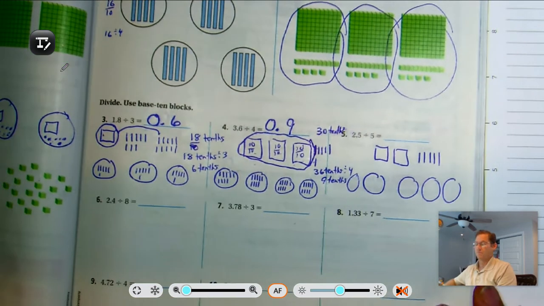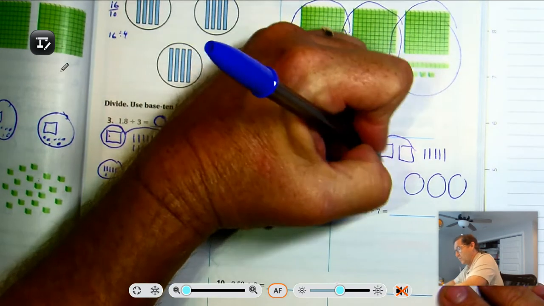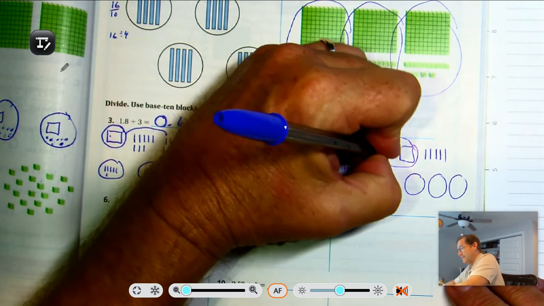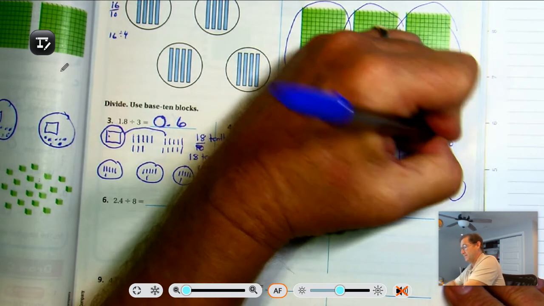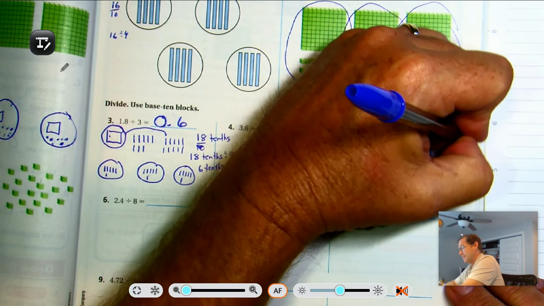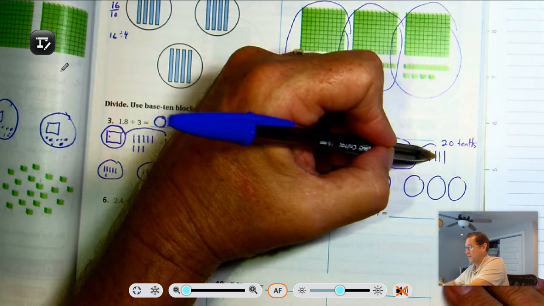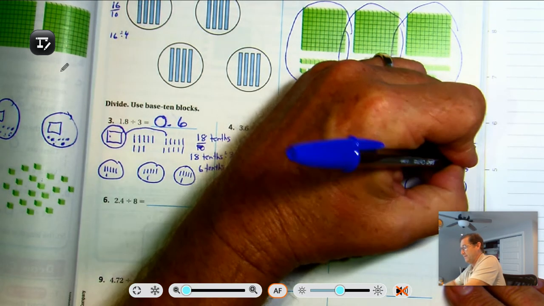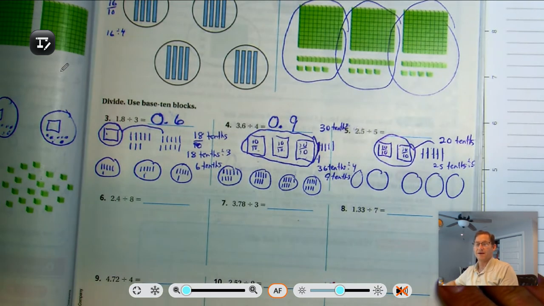All right, 5 groups. We can't share 2 wholes with 5 groups, right? So we're going to trade those 2 wholes, and we know that there's 10/10 in every whole. So I'm going to trade the 2 wholes for 20/10. 20/10 plus 1, 2, 3, 4, 5 gives us 25/10 divided by 5.